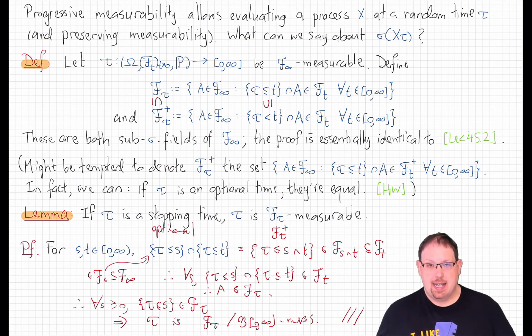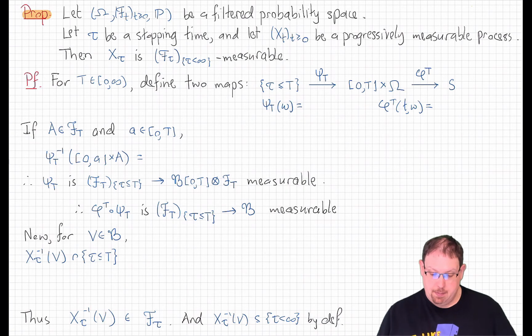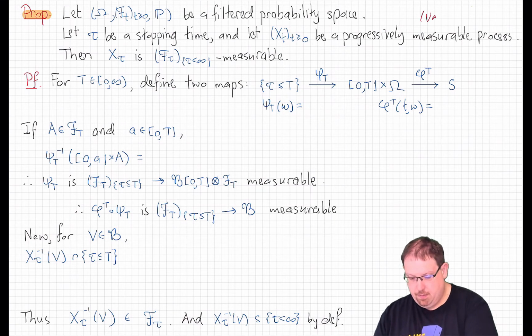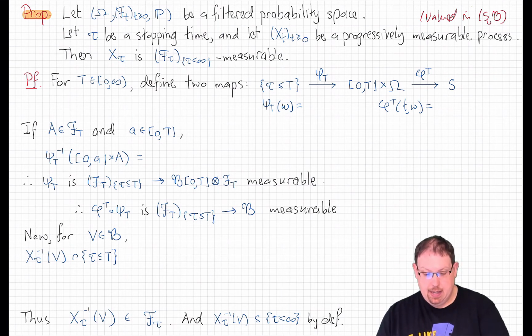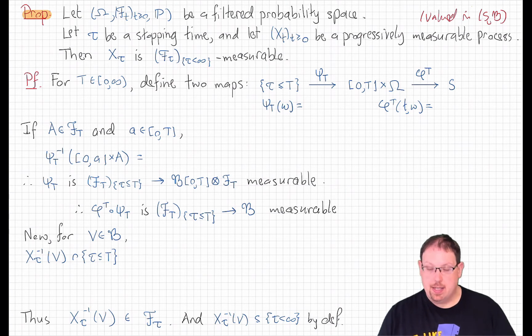Well, again, X_tau is only a random variable if we assume that our process is progressively measurable. That's how it was defined. And in fact, in that case, conditioned on tau taking finite values, we do find that X_tau is F_tau measurable. Here's the precise statement, starting with our general filtered probability space. If tau is a stopping time and X is a progressively measurable process, valued in our metric space S, then X_tau is F_tau measurable on the event that tau is less than infinity.